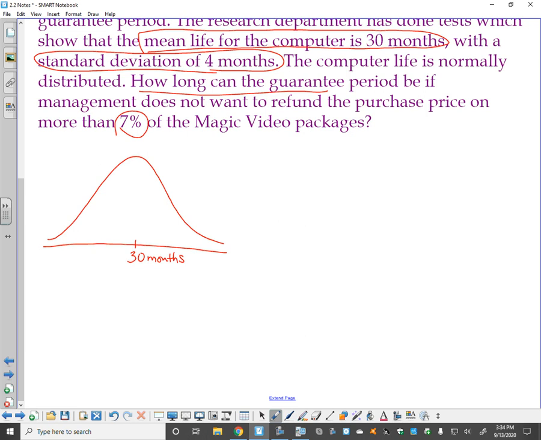I am not going to refund. Think about on this curve, if this is the life of this computer, where you're going to refund people. I'm going to refund people if it breaks too soon. If it lasts 40 months, I'm not refunding your money. You just went above average. I'm going to refund down here somewhere. So the problem is, I'm not telling you where. I'm asking for where. But I am telling you that I can't go more than 7%. That is your area.